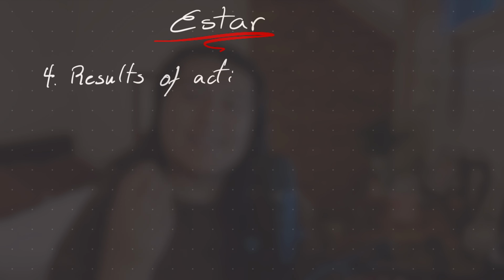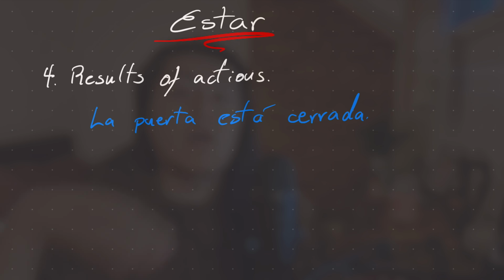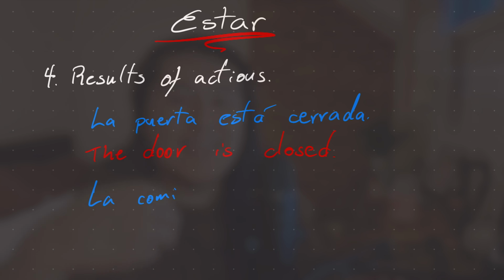Number 4, this one we call it the result of actions. La puerta, the door, está cerrada. The door is closed. It's the result of an action. We've closed the door. So now it is closed. La puerta está cerrada. La comida, the food, la comida está lista. The food is ready. We've prepared it, right? We've gone through the process of preparing it. So there is a result. The result is that it's ready now. So, la comida está lista.